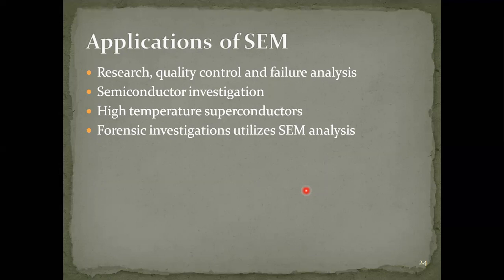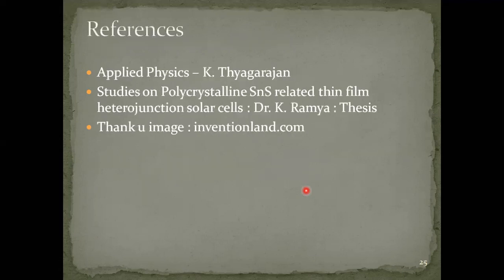But I'm not going to discuss that because that is out of the syllabus. So these are the two characterizations we have discussed. XRD is used for structural analysis, to know the structure, and SEM is used for morphological analysis: how the atoms are arranged in your material, what the grain size of the material is, what the interatomic distance is, and so on. So these are the quick references. Thank you.